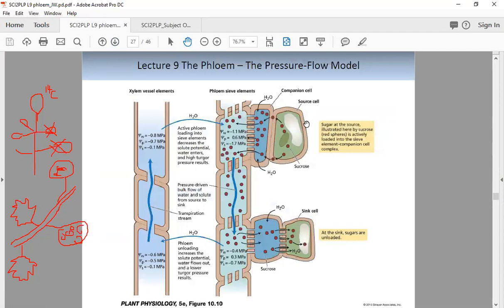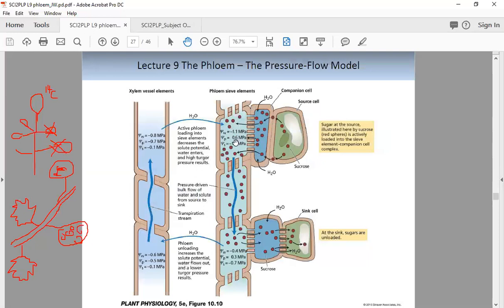But keep in mind, even though we're going to look at translocation in a downwards direction, obviously this occurs just as easily in an upwards direction. All right, so the sugar at the source, illustrated here by sucrose, which are the red spheres, is actively loaded into the companion cell and then the adjacent sieve cell. And for the purpose of translocation, the companion cell and the sieve cell are considered to be one functional unit. All right, so we've got phloem loading here at the source.